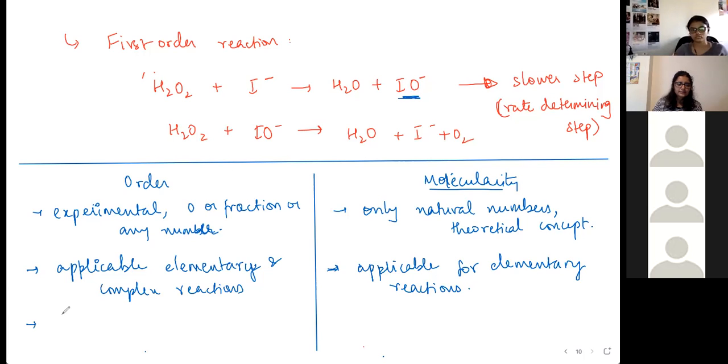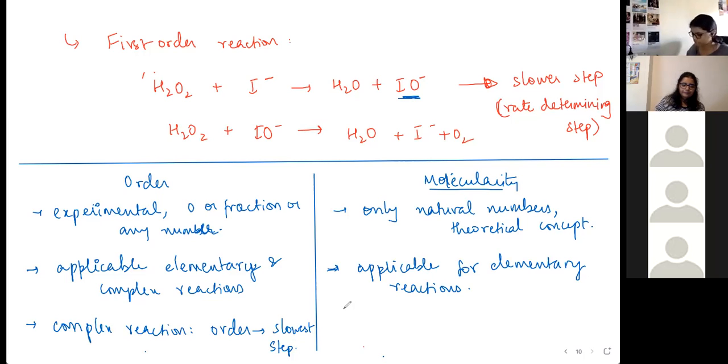Another major point of difference is in the case of a complex reaction, the order is given by the slowest step that we already discussed. So for a complex reaction, order you get from the slowest step. That's the rate determining step. Makes sense, right? Order is something that you get from the rate of the reaction. Now, molecularity is applicable for elementary reactions, right? So if we consider each of these steps to be different elementary reactions, you can figure out that the molecularity of the slowest step will be equal to the order of the slowest step.